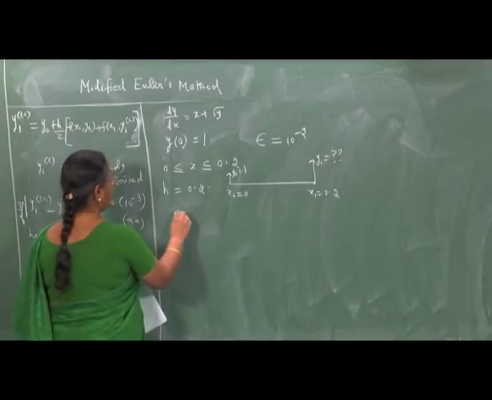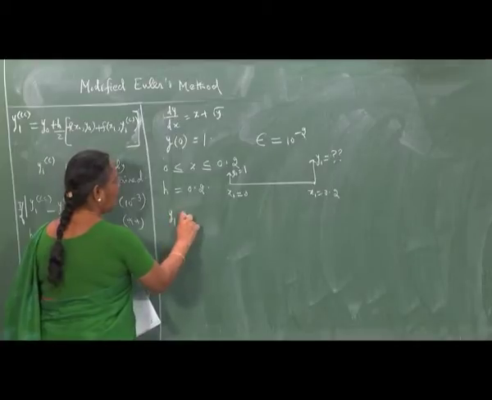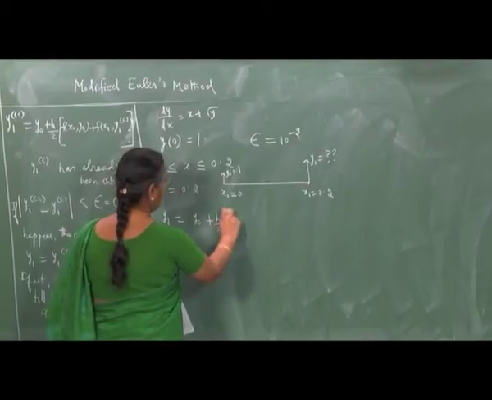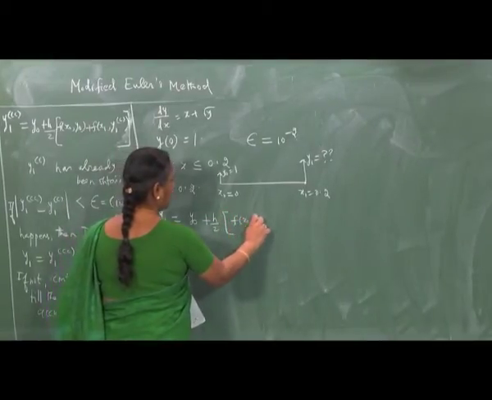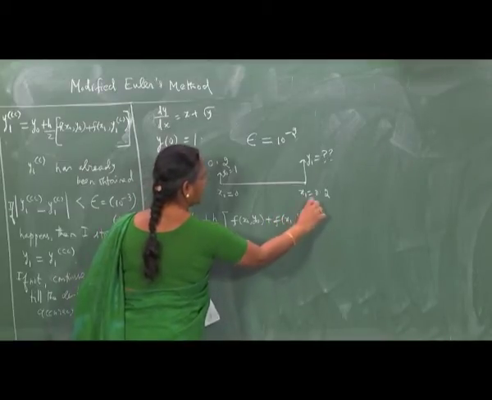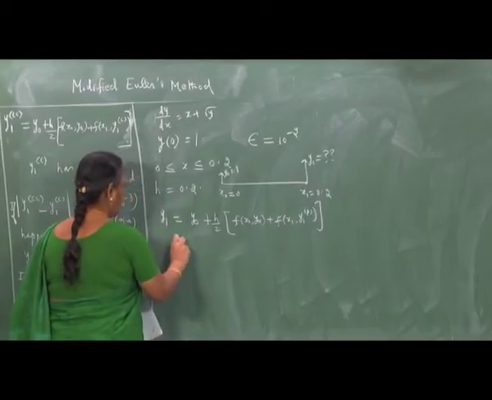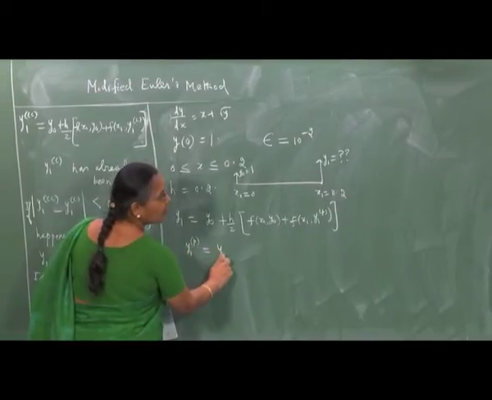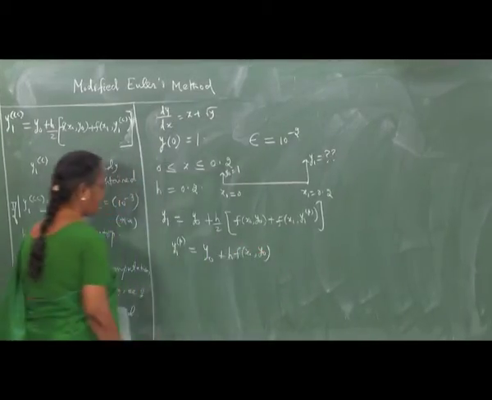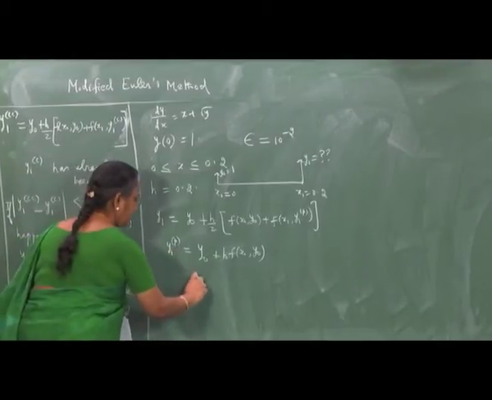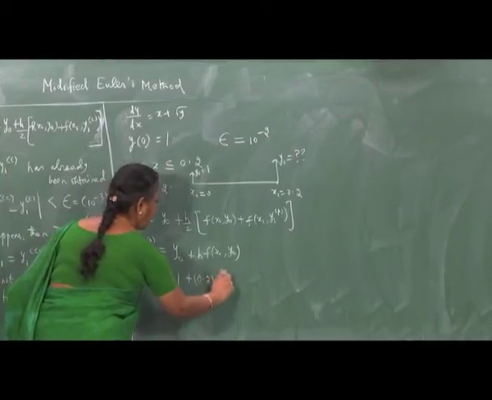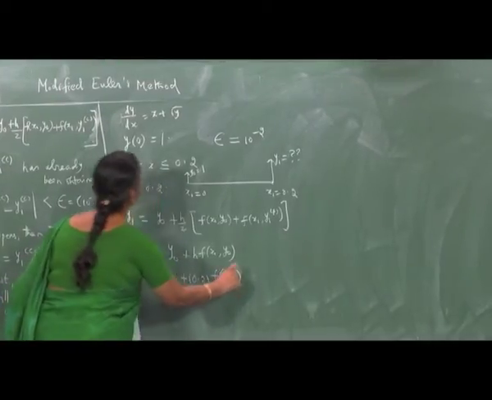So, the method will be such that if I want y1 at x1, it is y naught plus h by 2 into f of x naught y naught plus f of x1 y1 predicted, where y1 predicted is going to be y naught plus h into f of x naught y naught. So, let us first predict it. What is y naught? It is 1, h is 0.2, f of x naught is 0, y naught is 1.